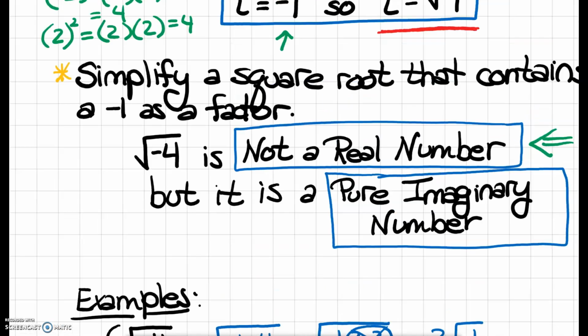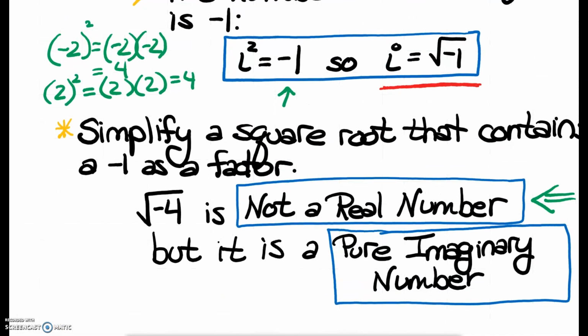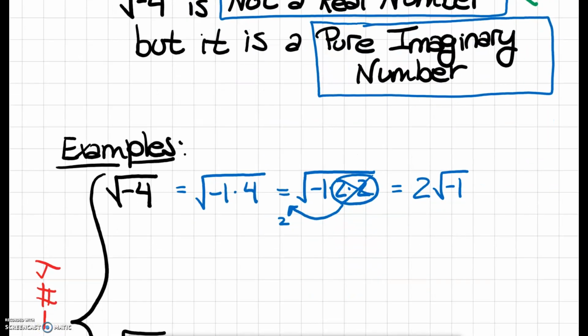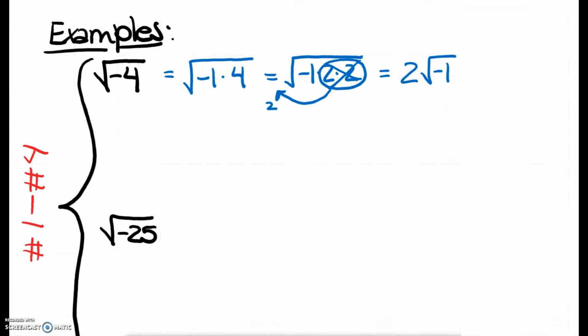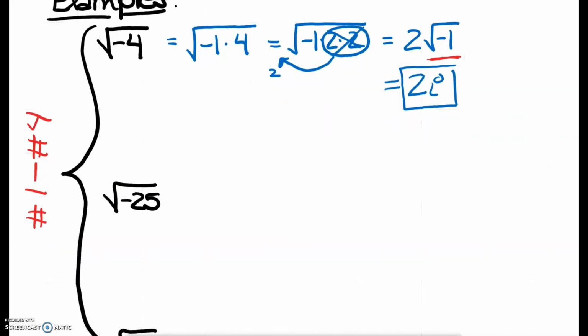Just above, we stated that i is the same thing as the square root of -1. That's the definition. So here's my square root of -1. I am going to replace that with i. And this is my final answer. This is a pure imaginary number. So now let's do my next example.